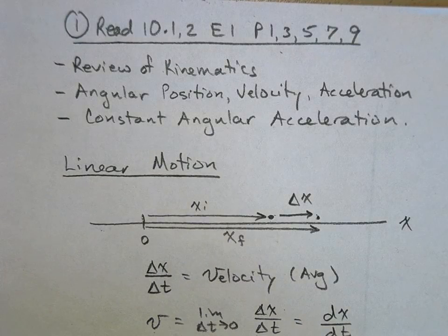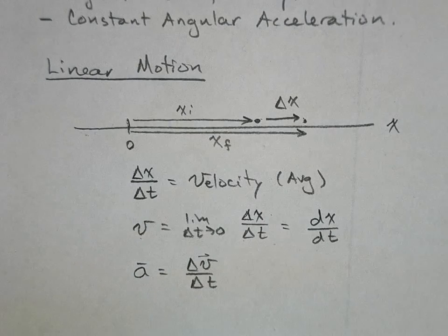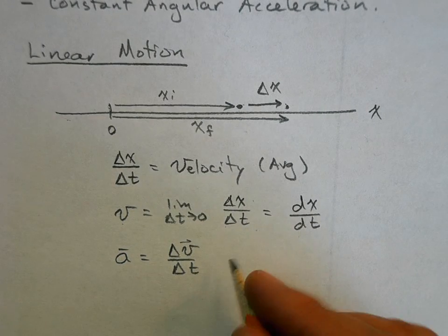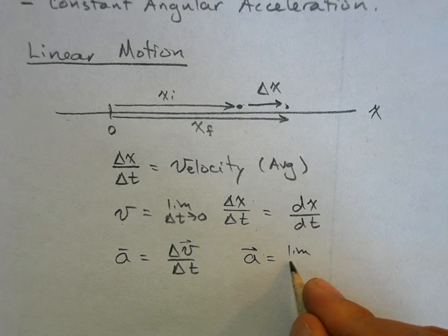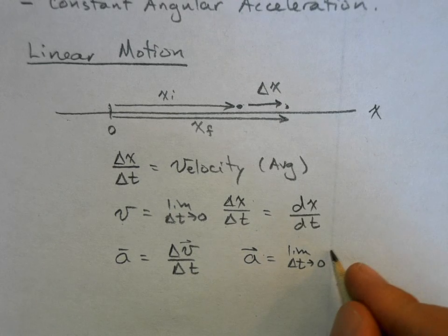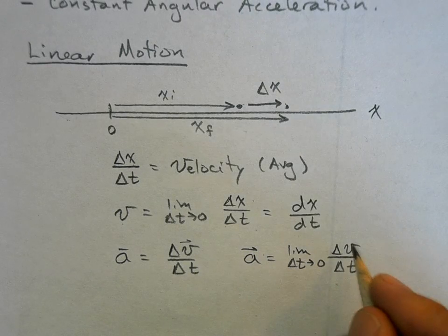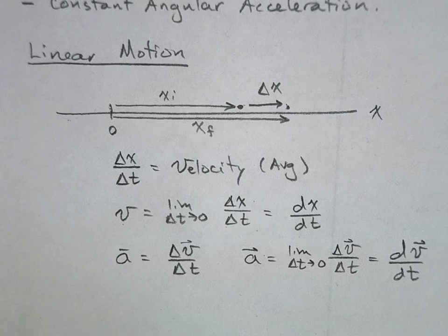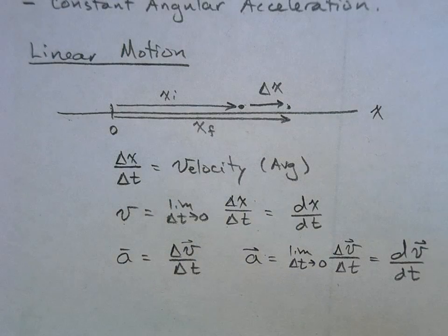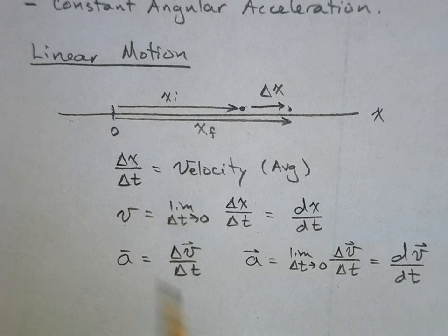If I'm changing my velocity, I defined average acceleration to be delta v over delta t. Okay. And then if I took the limit of this, this would be instantaneous acceleration, the limit as delta t goes to zero of delta v over delta t, which was dv dt. Okay. And so, we spent quite a bit of time, worked a lot of problems dealing with these definitions of position, velocity, and acceleration.